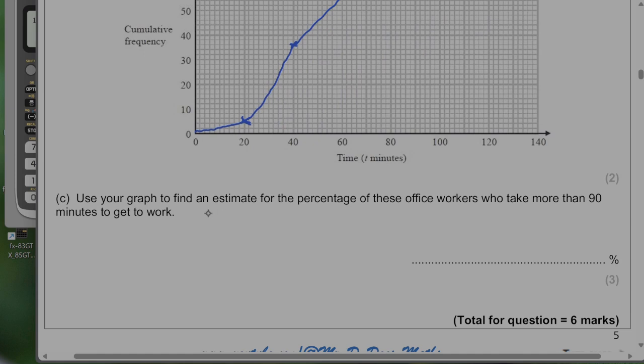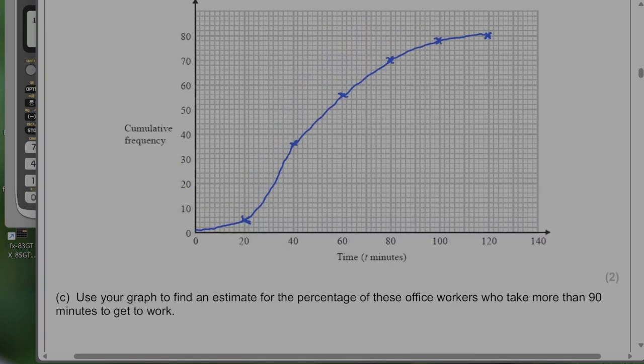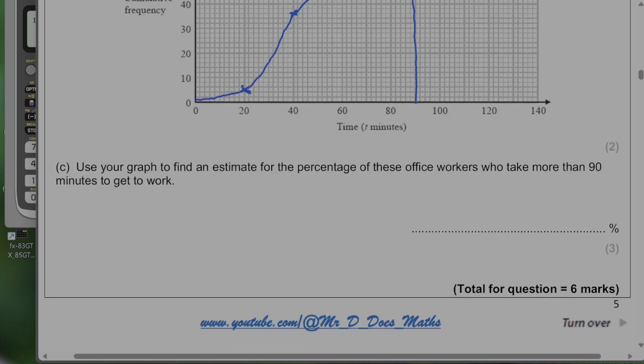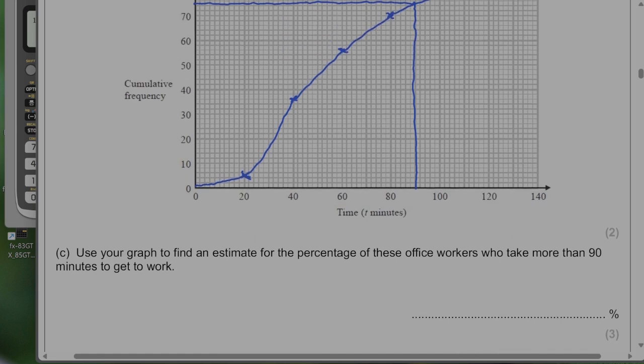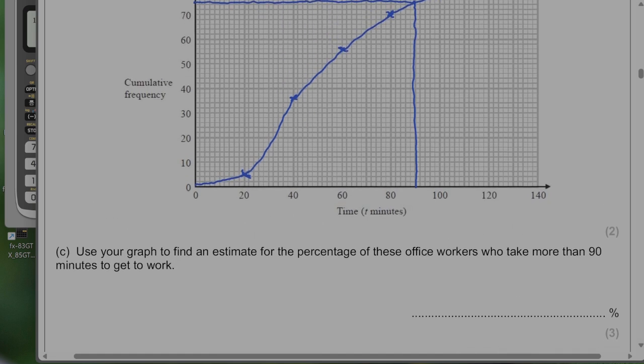Okay, use your graph to work out an estimate for the percentage of office workers who take more than 90 minutes to get to work. So we're going to use 90, go up to our graph, and then read off our value. So that is looking like 75. So that is 75 out of 80.